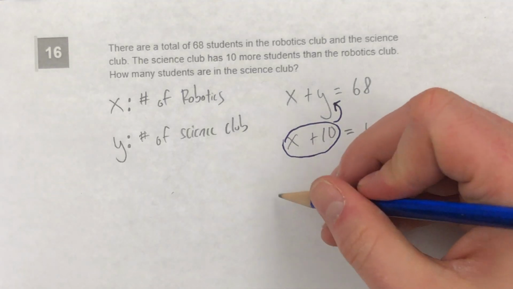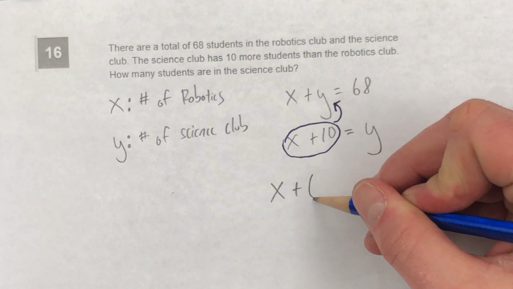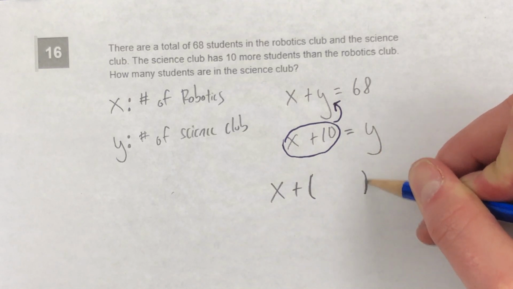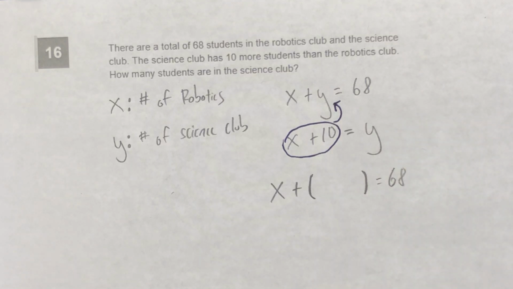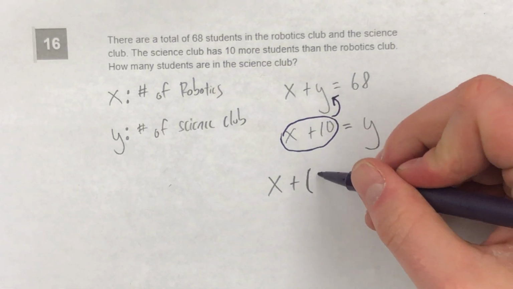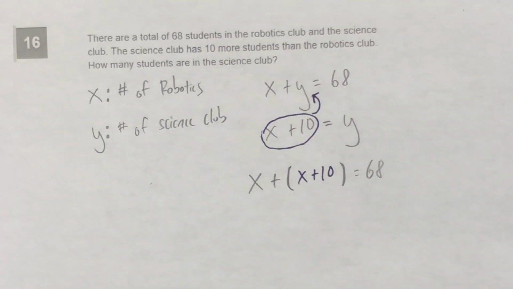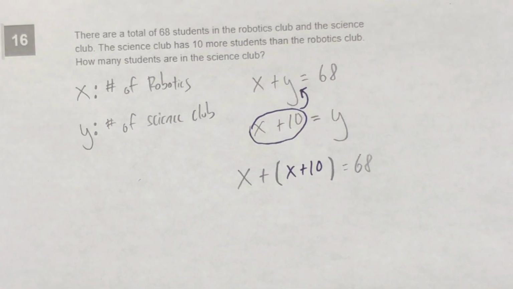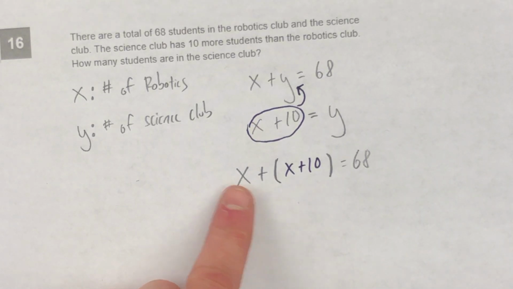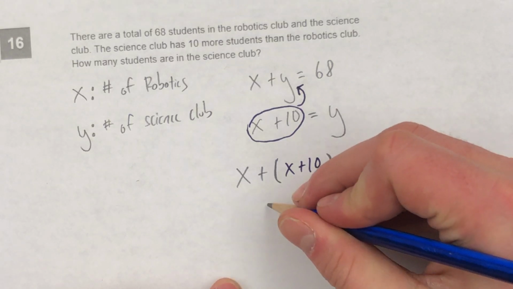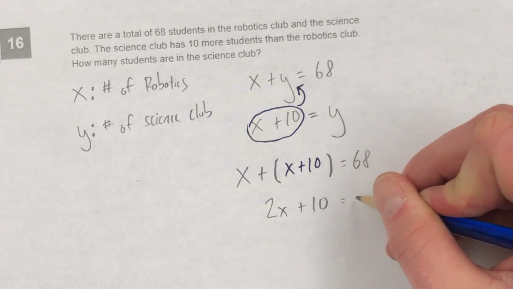So what that looks like then is x plus y, and I'm going to leave that blank. x plus y equals 68. And in that blank spot, I am substituting this expression, x plus 10. All right, so now I have one equation, one variable. I'm going to add my variable terms together here. 1x plus my x is 2x. I got 2x plus 10 equals 68.